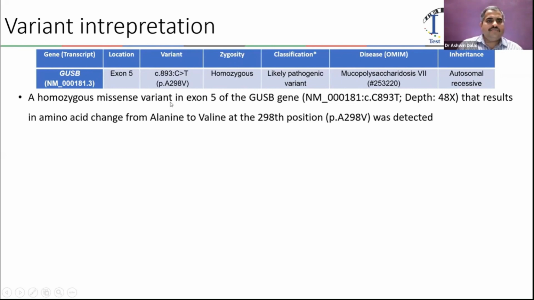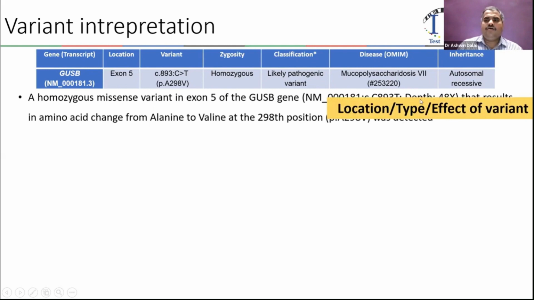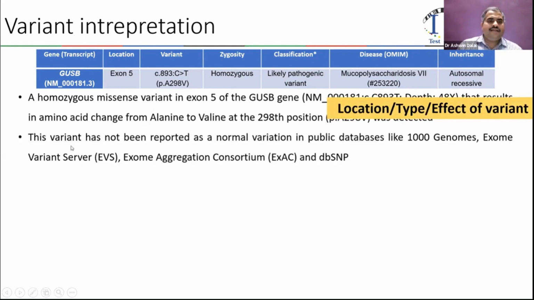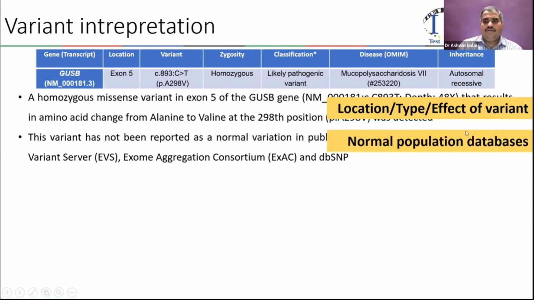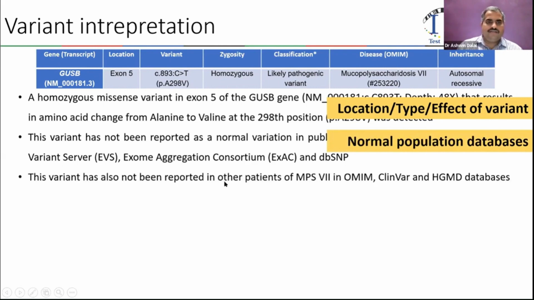So here we can see this is a missense variant in exon 5 of the GUSB gene, and it results in an amino acid change at this position. So this is the location, type, or effect of the variant. The next evidence is that this variant has not been reported as normal variation in various population databases. So we think that this variant is likely to be disease causing. So this is the normal population database evidence.